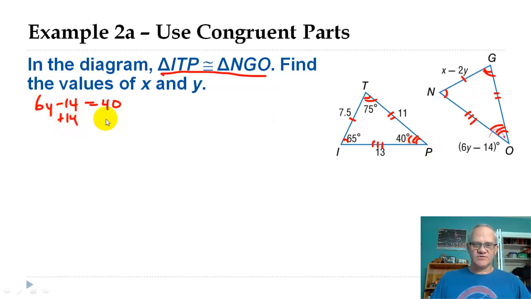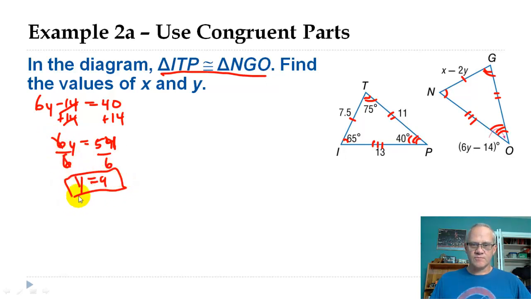So we're just going to do plus 14. 6y equals 54. That's what I meant to do there. And then divide by 6. And so it looks like y is 9. Okay? So y is 9. Yay, all right, well, we got y, but now how am I going to find x?